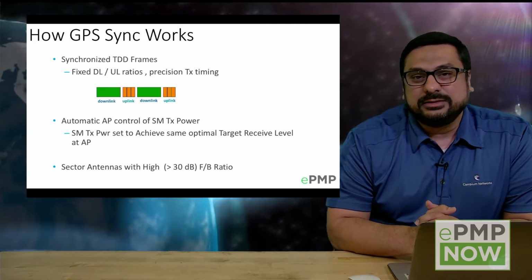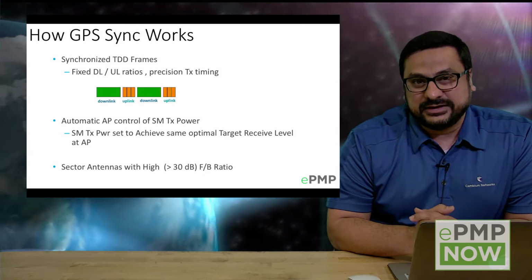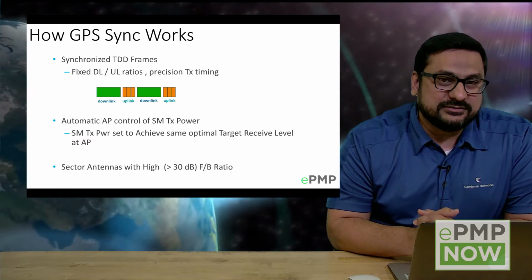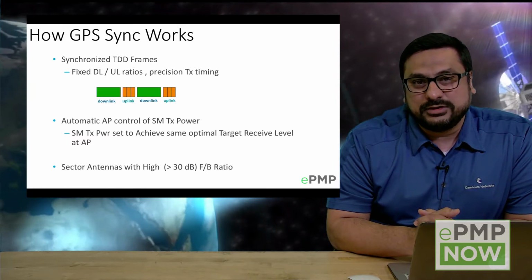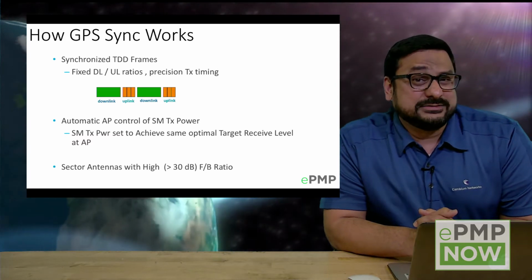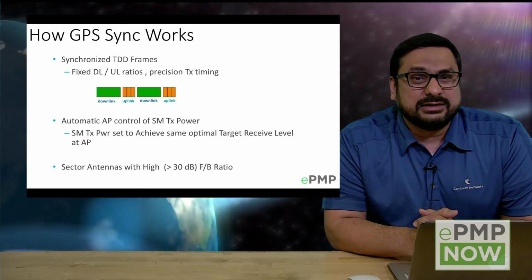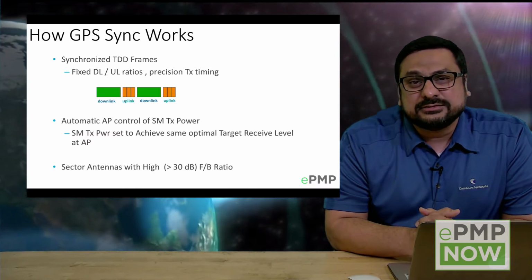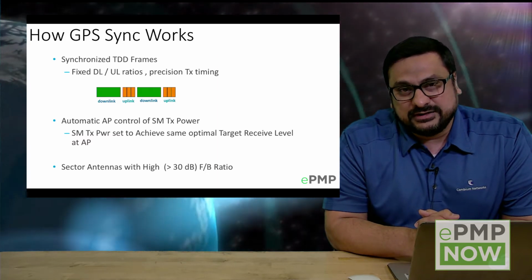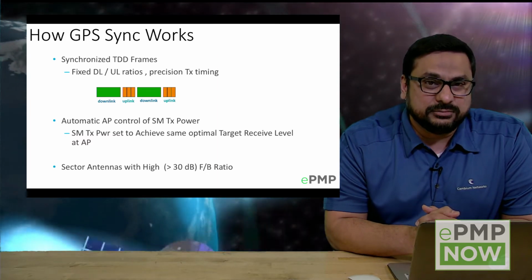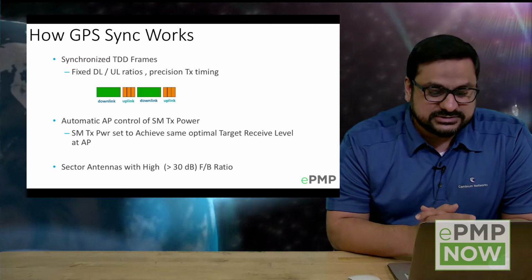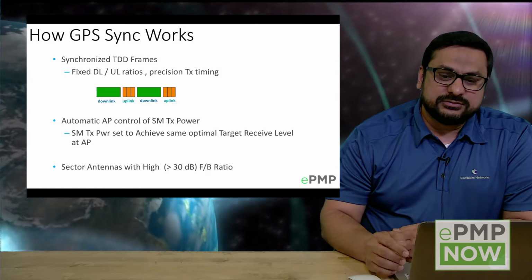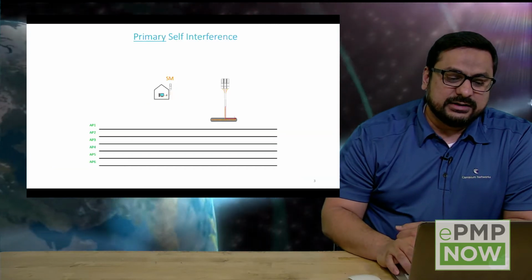You will see on ePMP that we offer three different fixed downlink and uplink ratios in a fixed frame, 30-70, 50-50, and 75-25. We do offer a flexible frame where ePMP automatically adjusts the frame size and the ratios, but using flexible, it's not possible to do synchronization. So the fixed ratios are extremely important to use for synchronization. Before I go into the next two items here, I'd like to jump straight into the next slide.